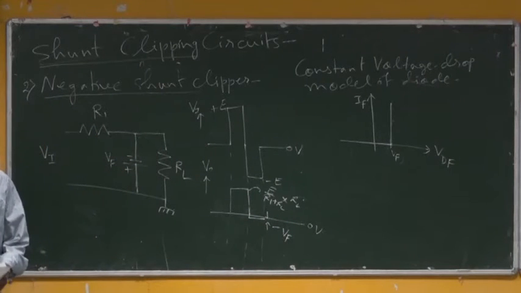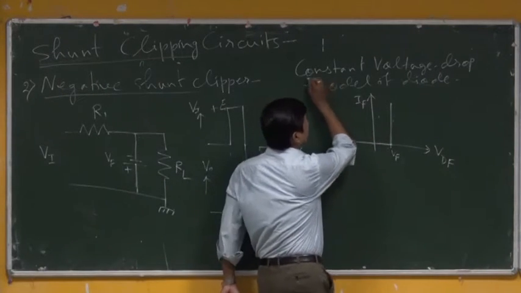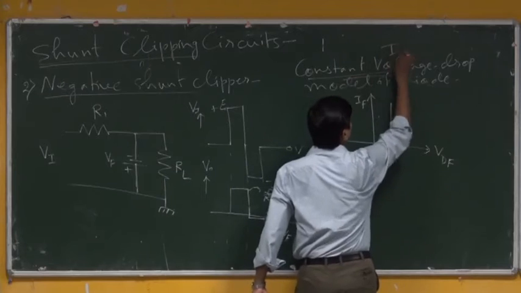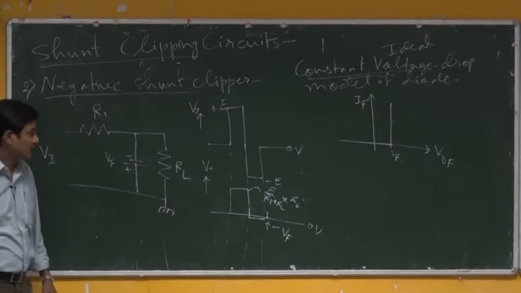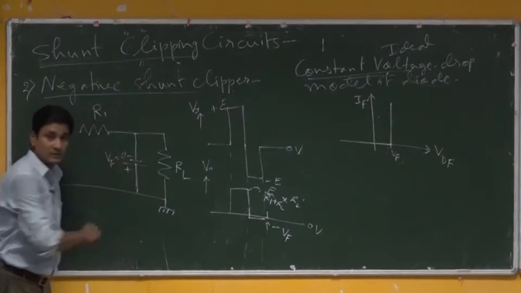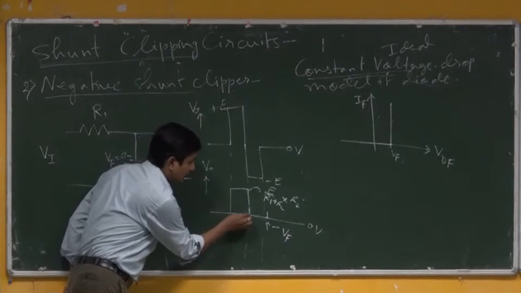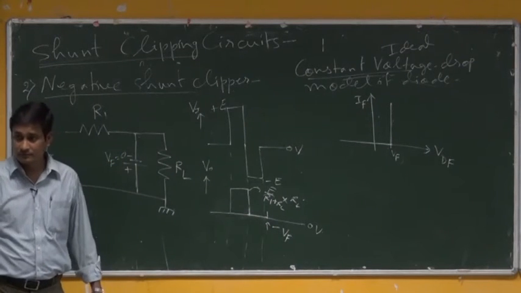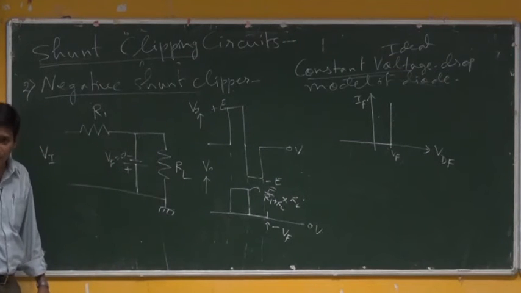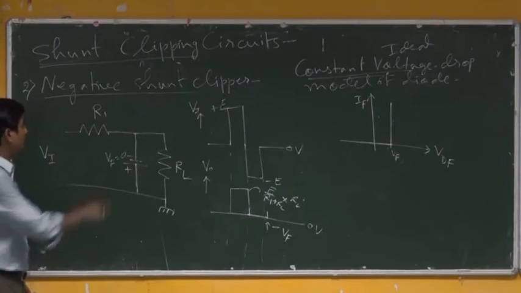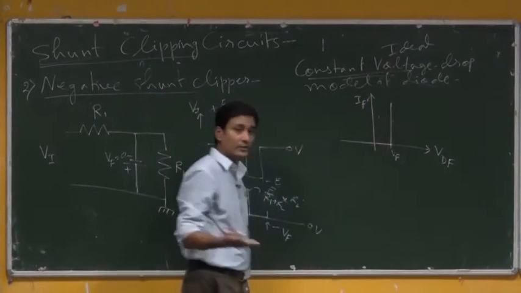Okay. Now, if I quickly ask you to extend this constant voltage drop model to the ideal model, what happens? VF will become 0. So in that case, no need to consider this part. Directly I will be going here. But the main theme is that the negative part is clipped off, so it will be called a negative clipper. Whatever diode model you want, you can take there.